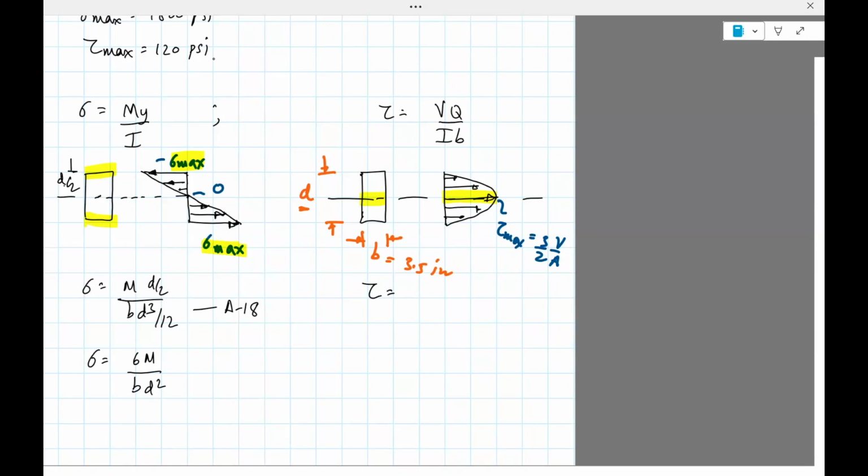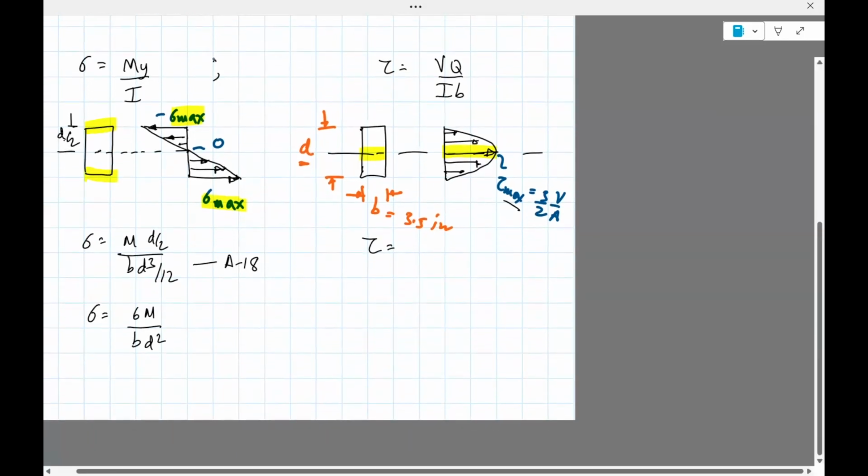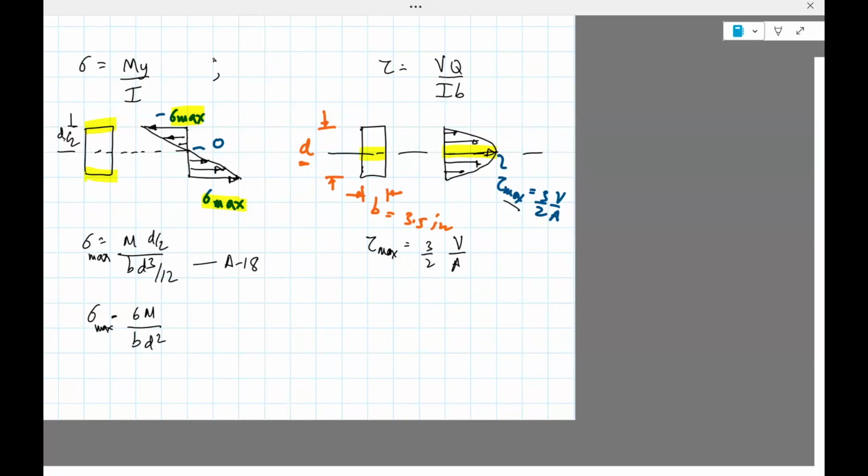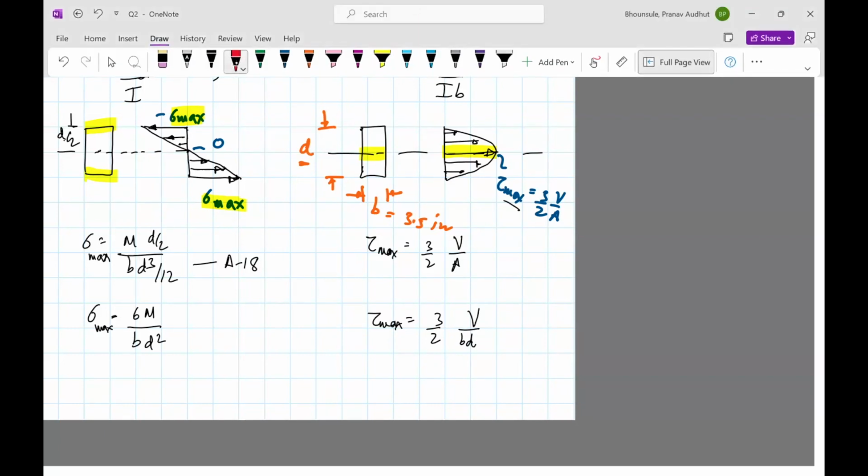And then tau max is all we care about. This is sigma max, by the way. Okay, tau max is 3 by 2 V divided by A. Area is simply breadth times depth, BD. So we'll use these formulas a little bit later, but those are the formulas we'll require.